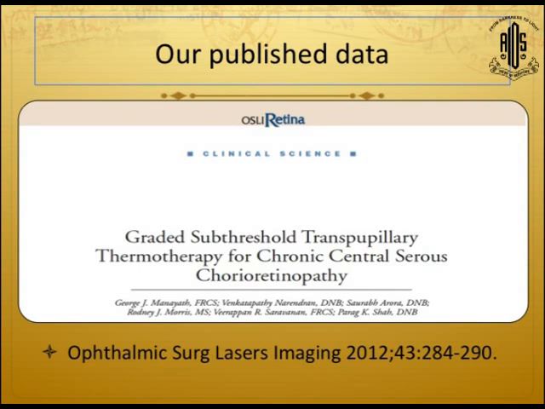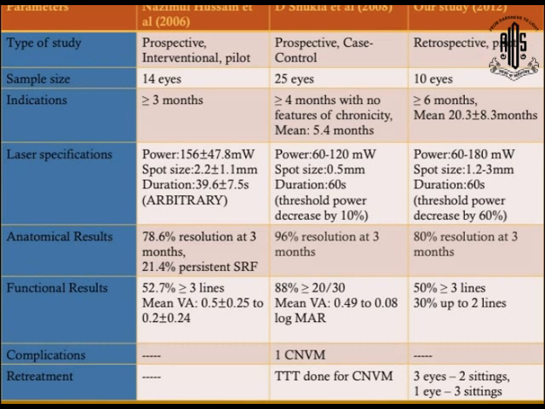This is published data; we have published it in OSLI, that is, graded subthreshold transpupillary thermotherapy for chronic central serous retinopathy in the Ophthalmic Surgery Lasers Imaging journal in 2012. We compared our published data with earlier published data, that was Nasmulisan et al., published in 2006, and D. Shukla et al. in 2008. They had 14 eyes in the Nasmulisan series, and D. Shukla had 25 eyes. In our study, we had around 10 eyes.